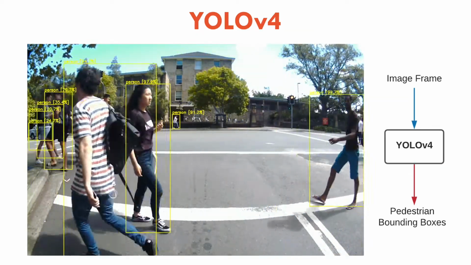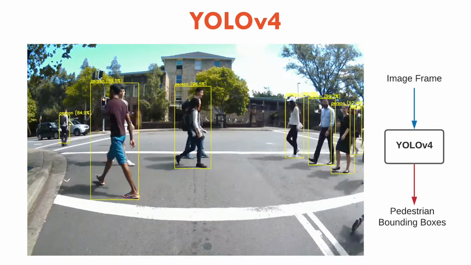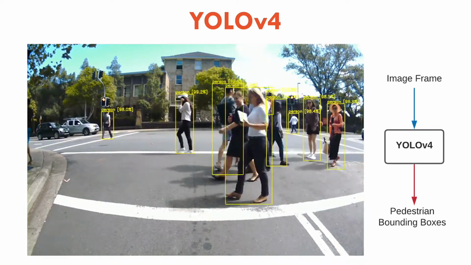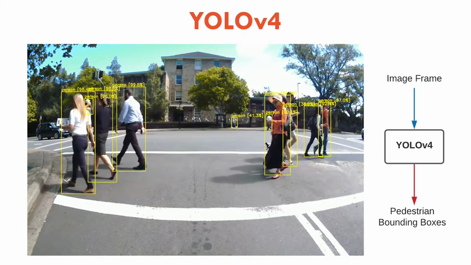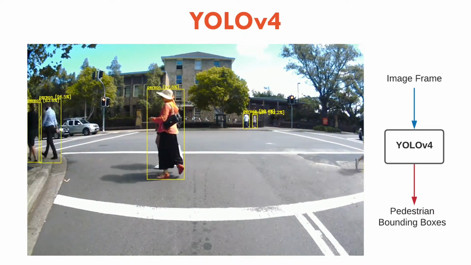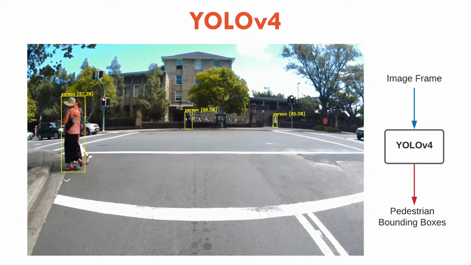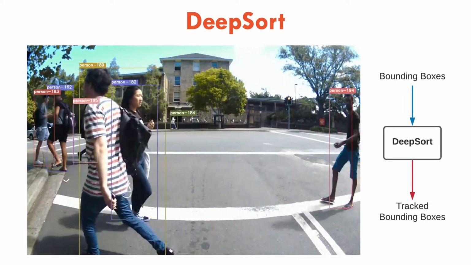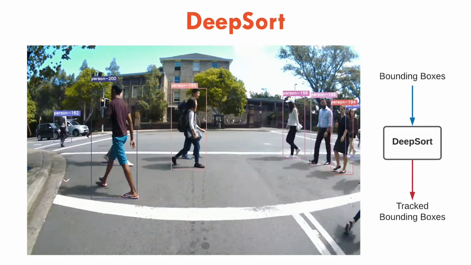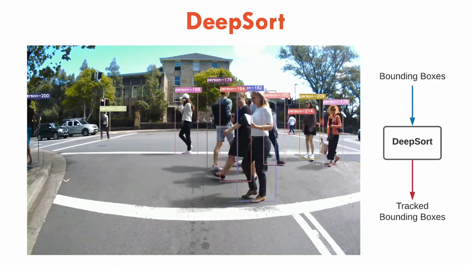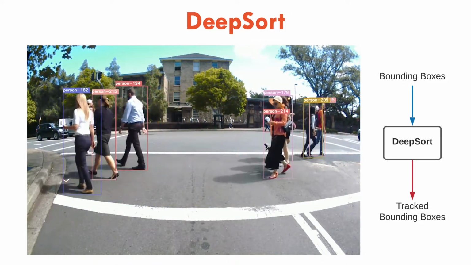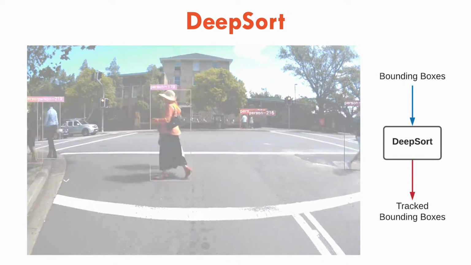You Only Look Once, or YOLO, is a state-of-the-art object detector which is capable of classifying 80 different objects. YOLO takes an image file and produces bounding boxes around pedestrians over a certain confidence level. DeepSORT uses deep learning for the tracking of custom objects. The pedestrian bounding boxes are passed to DeepSORT, which then tracks them over time with an associated ID.